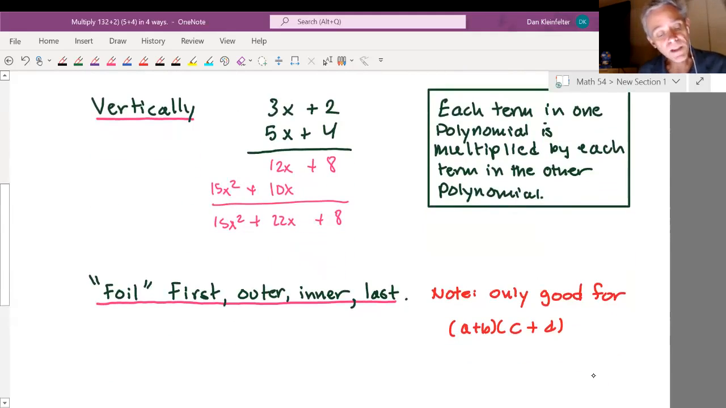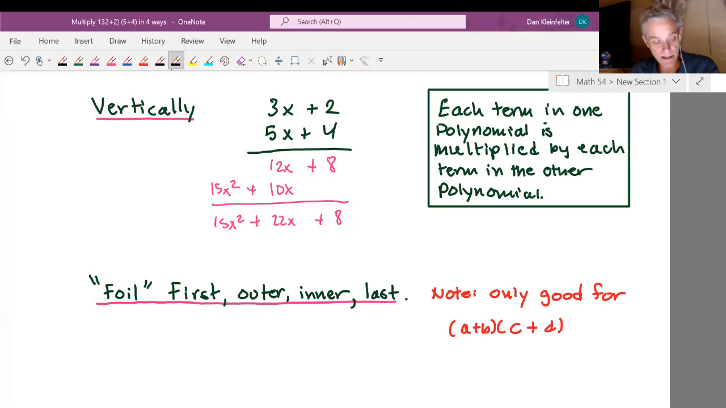Okay. The third way is through the so-called FOIL method. This one, a lot of math teachers don't necessarily like because it's relatively limited in applicability. That is, it's only good really for the situation where you have 2 terms times 2 terms. And it's a mnemonic device, and that's all it is. It's just a memory aid that helps you remember those products. FOIL: first, outer, inner, last. And that's the order of the multiplications that we'll do.